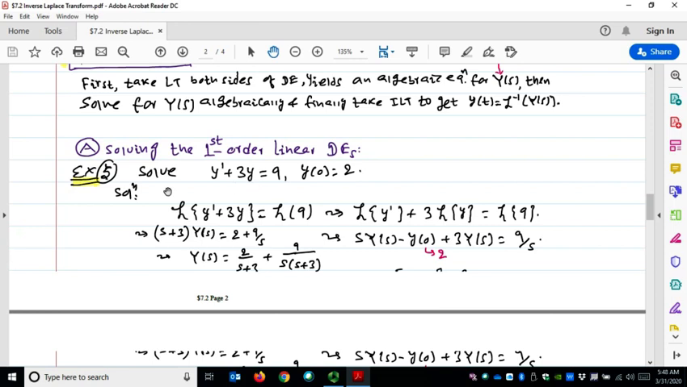Example 5. Solve y prime, this prime is for the time derivative. y prime plus 3y equals 9. Initial condition y(0) equals 2. Solution. Take Laplace transforms of both sides. So Laplace transform of y prime plus 3y equals Laplace transform of 9. We know the Laplace transform is also a linear operator. So Laplace transform of y prime plus 3 times Laplace transform of y equals Laplace transform of 9.